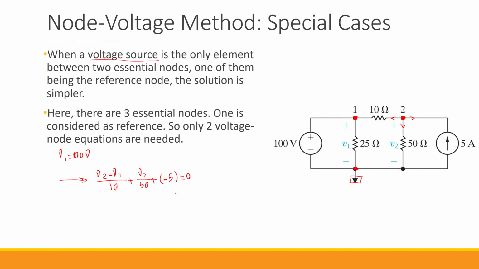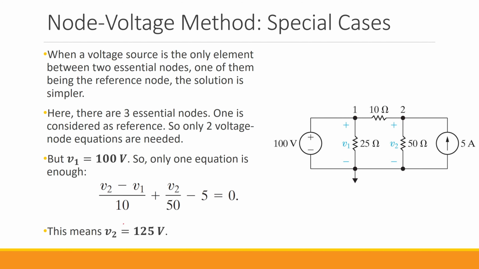Now let me just quickly rearrange this equation that we have. We have -V1/10 + (1/10 + 1/50) V2 = 5. And also we know that V1 equals 100. Based on this, we can find the value for V2. Doing this, we get this result. The value for V2 is going to be 125 volts.